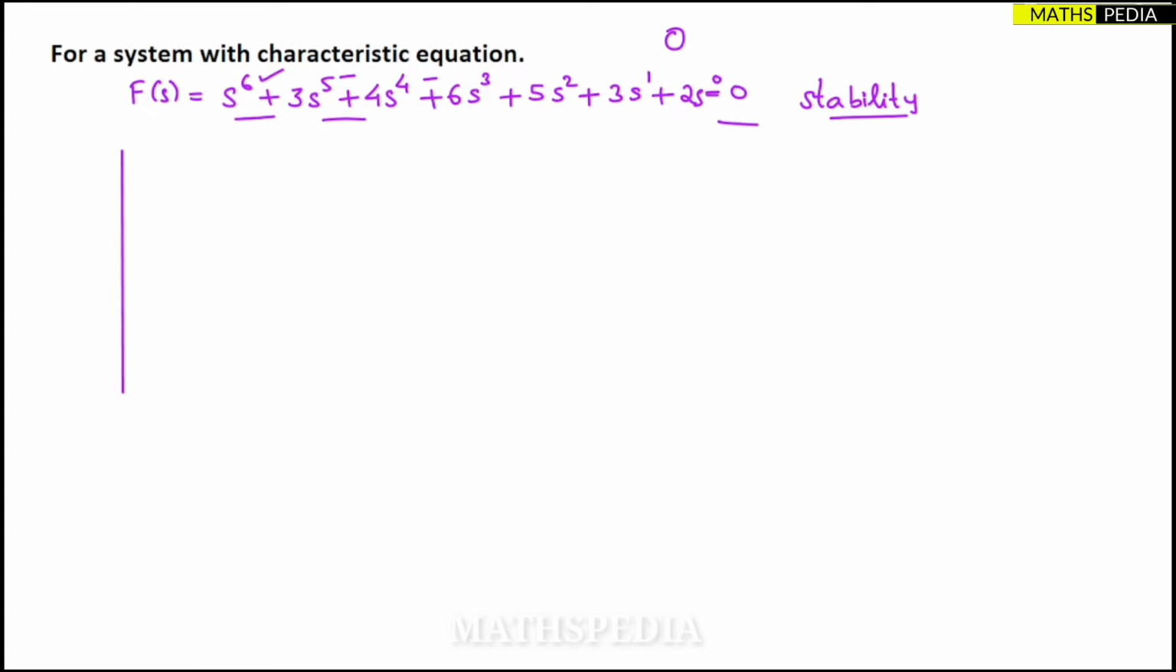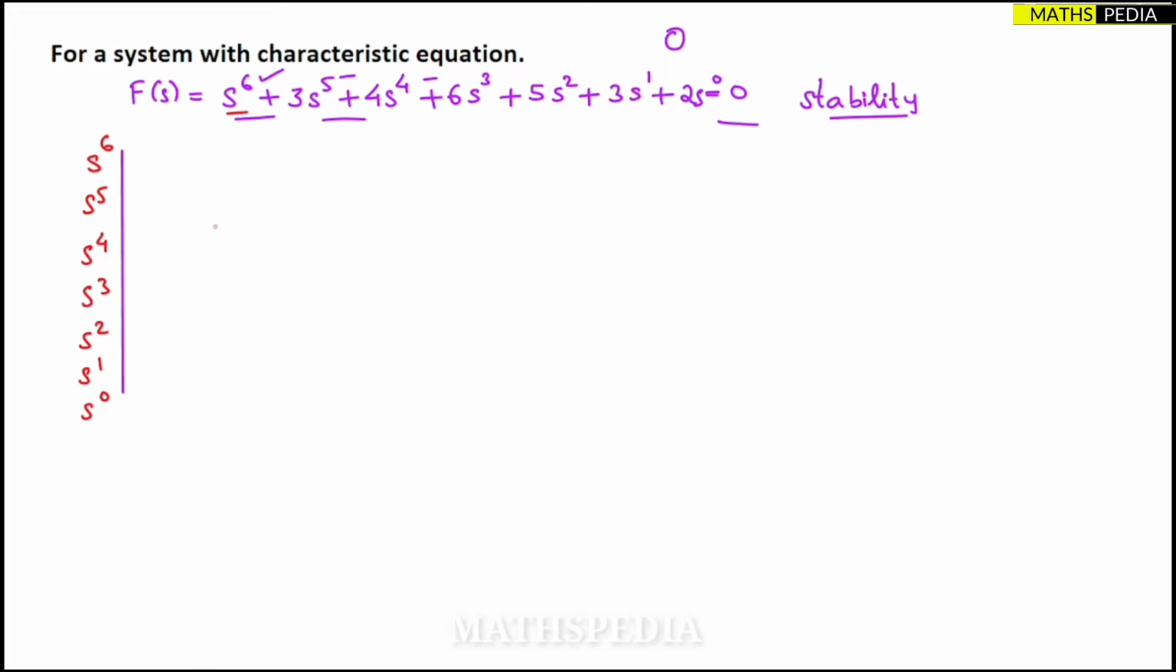So here, how to form this? On the left side, you have to write the decreasing order of the powers of s, starting with s power 6, the highest power in the given characteristic equation. Then s power 5 will come, then s power 4, s power 3, s power 2, s power 1, s power 0. Like that it will go on.